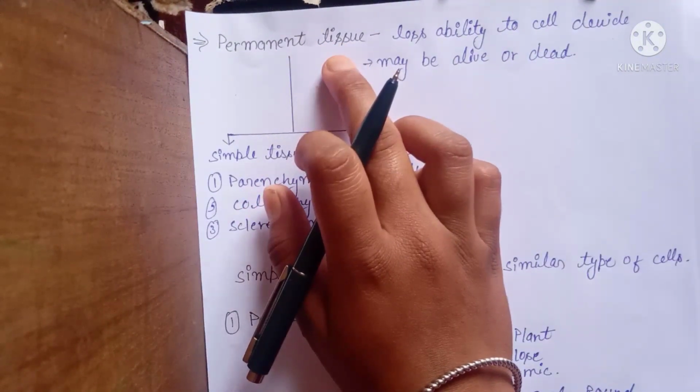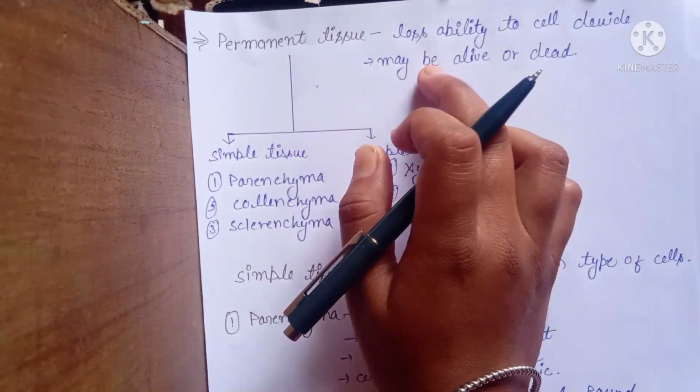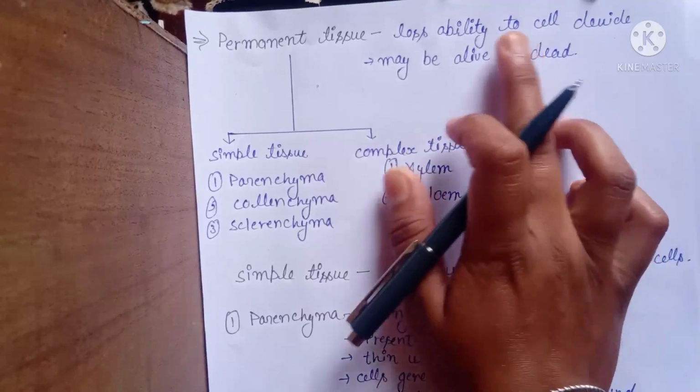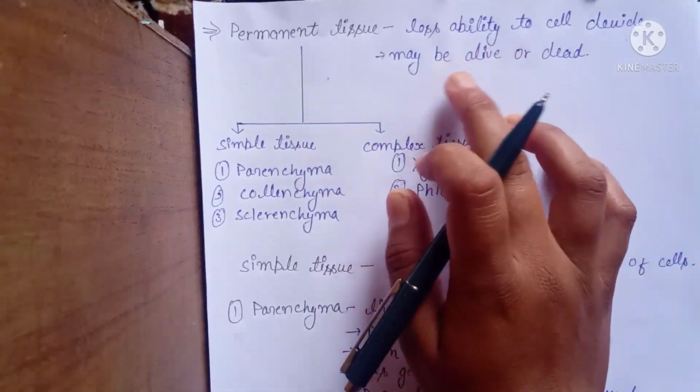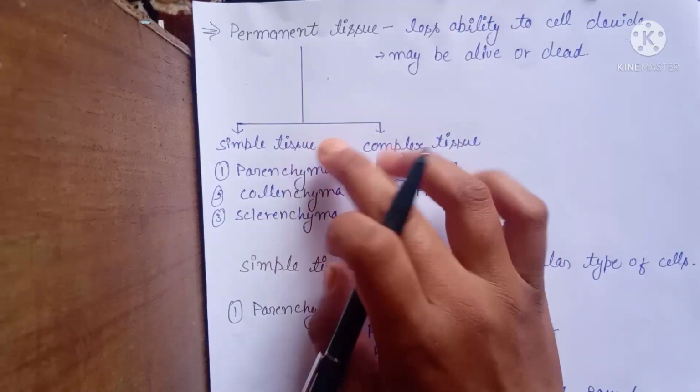Permanent tissue means non-dividing tissue, or we can say permanent tissues are made up of those mature tissues which have lost the ability to cell divide. These cells may be alive or dead. Permanent tissues may be of two types, simple and complex.